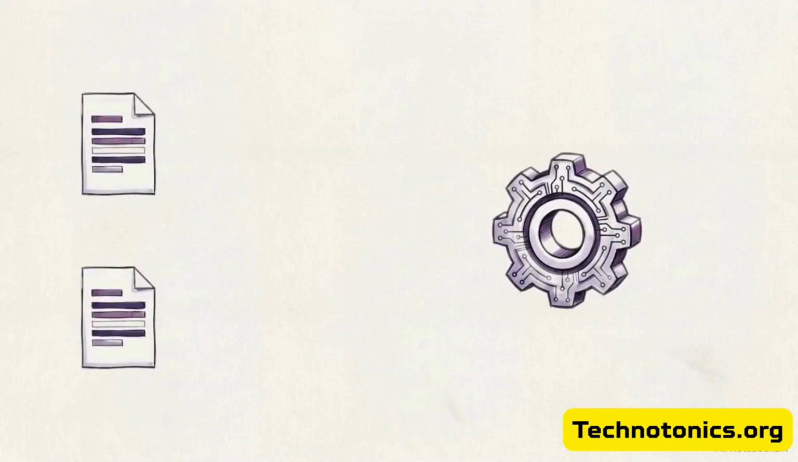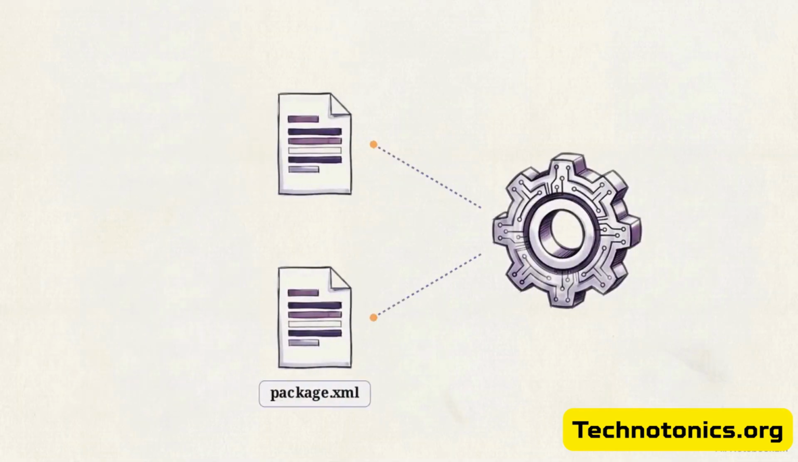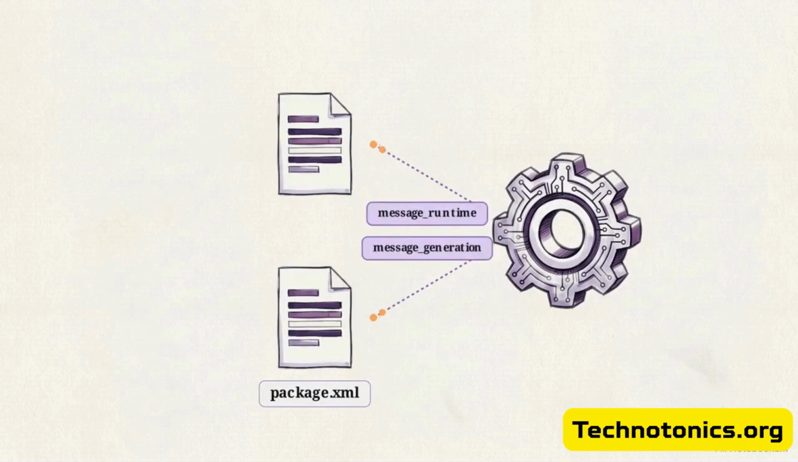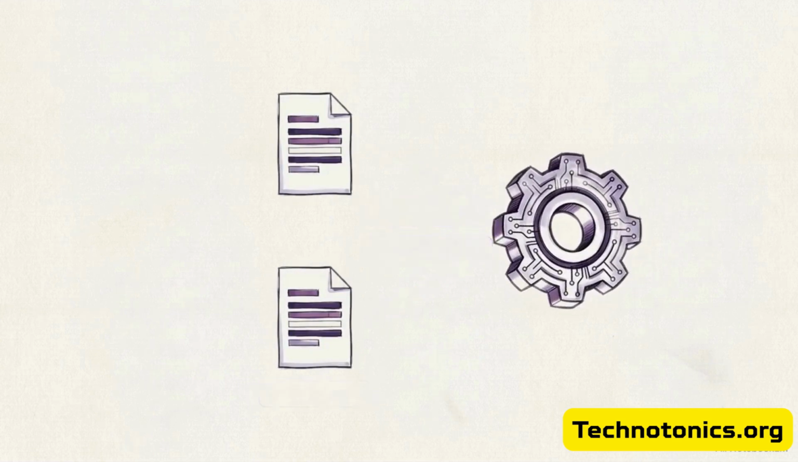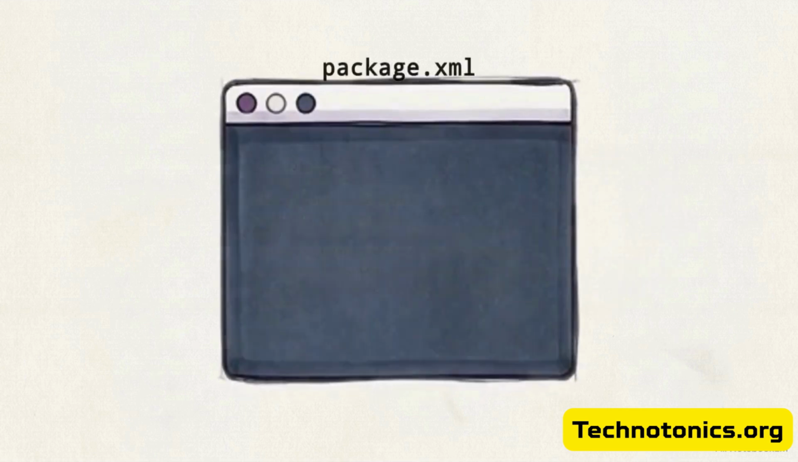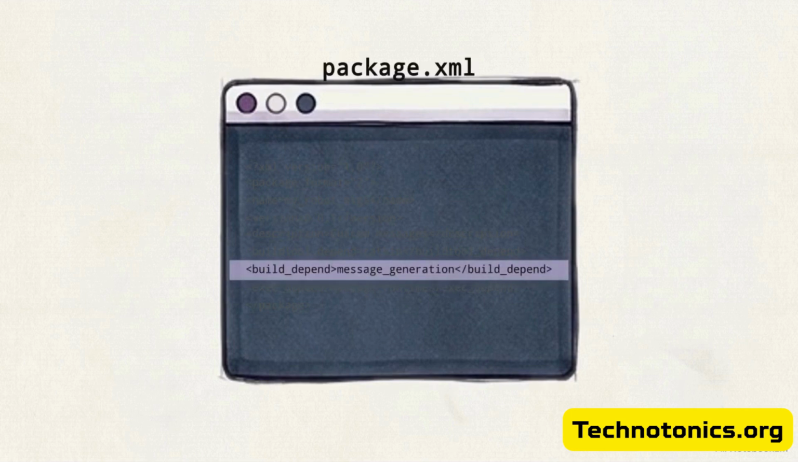Next, we update our workspace manifests. The package.xml file tells the ROS compiler what dependencies it requires to build and execute your newly drafted files. This package.xml mockup shows the 2 required additions. We add the XML tags for message_generation as a build dependency and message_runtime as an execution dependency.